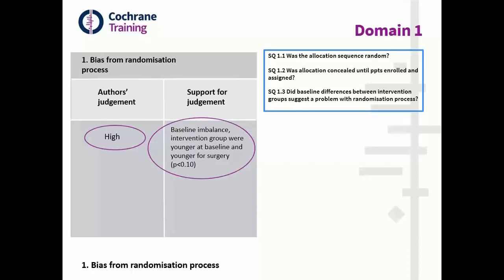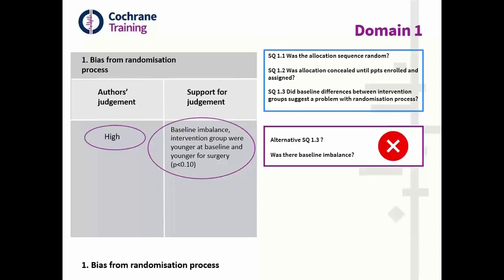And we think that authors are often spotting that there's baseline imbalance, looking at table 1 in their trial, and assuming that this means that there's high risk of bias. But baseline imbalance on its own isn't a problem and will quite often happen by chance in trials, especially small ones. And the signaling question isn't, was there baseline imbalance? But is there baseline imbalance that suggests a problem with the randomization? So while many trials will show baseline imbalance, because it can occur by chance, it doesn't mean that the trial is at high risk of bias.